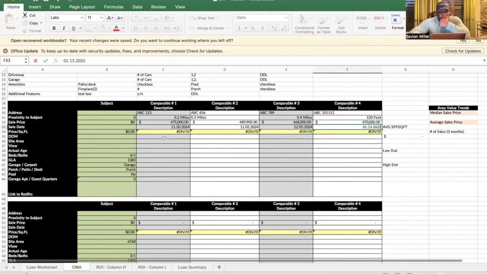And then days on market, you can fill that out. So like this one sat on market for 17 days. This one was on the market for 12 days. This one 36. This one 22. So this is how you kind of go through this. Site area, you can say 5,000.